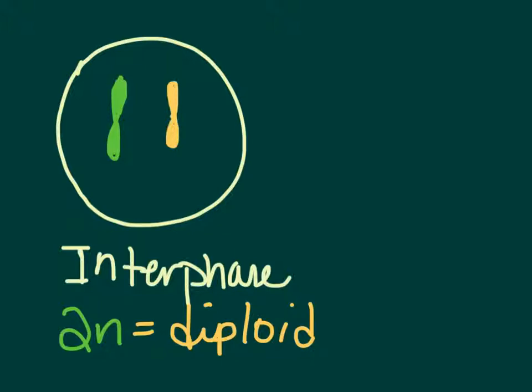This is a diploid cell. That means it has two copies of all of its chromosomes. It just so happens that this poor cell only has one chromosome. It has two copies of all of its chromosomes. That means it has two copies of every gene.